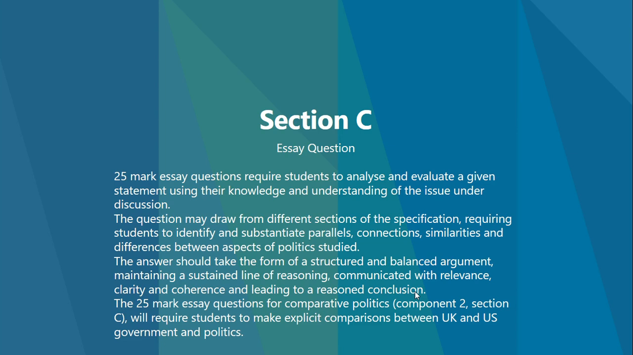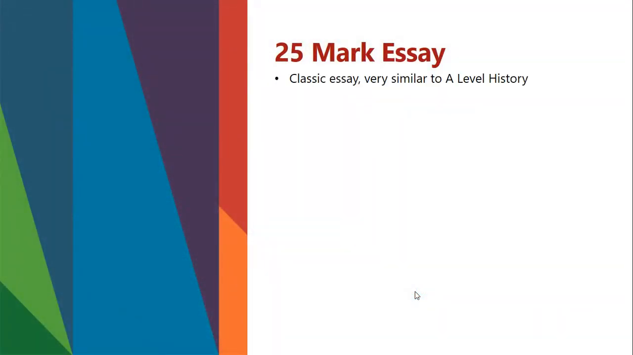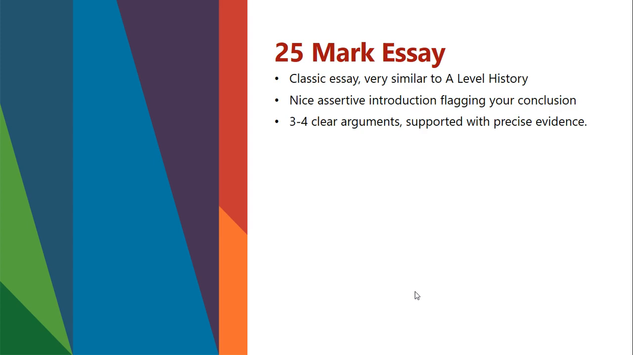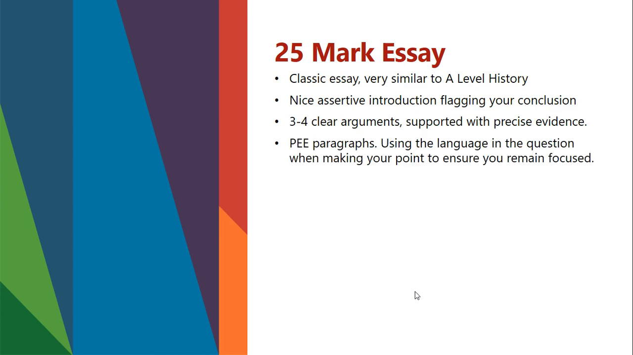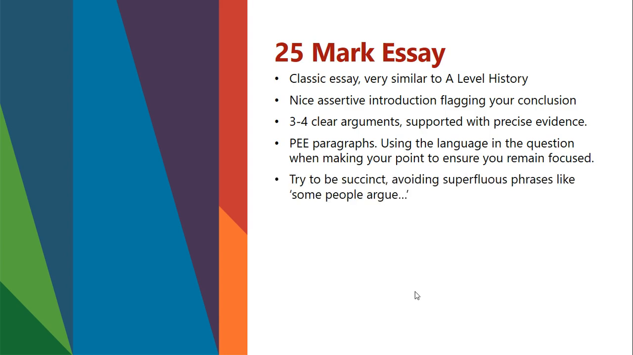The 25-mark essay question for comparative politics in paper 2, section C, will require you to make explicit comparisons between the United Kingdom and the United States in both government and politics. So this is a classic essay. It's very similar to A-level history for those who study. And you need to have a nice, assertive introduction which gives a flag to your conclusion. You should have 3 to 4 clear arguments supported with precise evidence, using point evidence evaluation paragraphs, using the language in the question when making your point to ensure you remain focused.